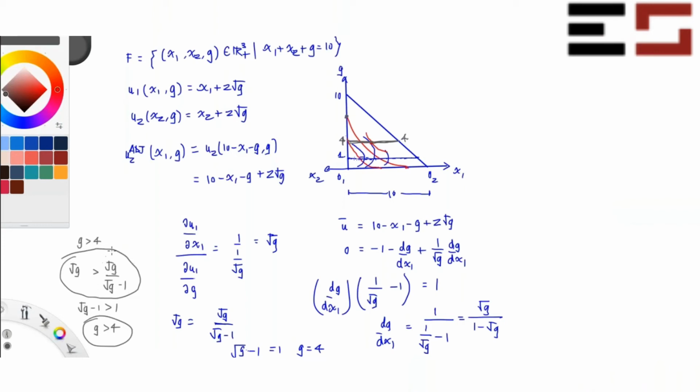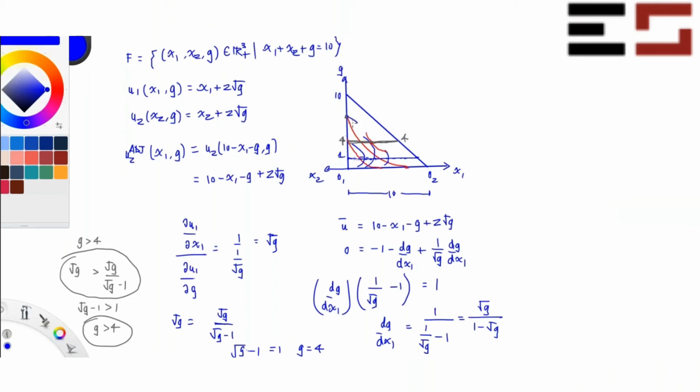What does this mean? This means that when g is greater than 4, then individual 1's IC is steeper, because its absolute value of the slope is bigger than individual 2's IC. So individual 2's IC is going to be flatter, right? Like this. If this is steeper and this is flatter, this is how the situation will look.